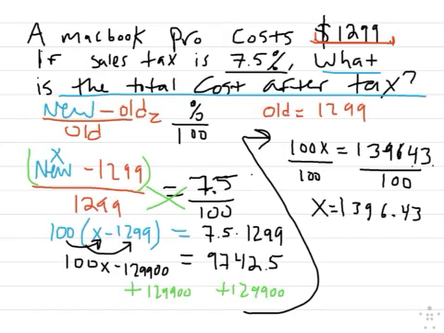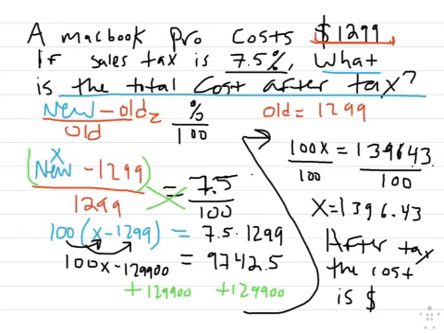1396.43. There we go. And now tell me, in a sentence, what is this thing? All right. Total cost after tax. After tax, the cost is $1396.43, right? Okay, so there we go.